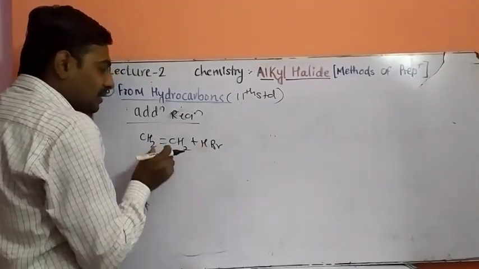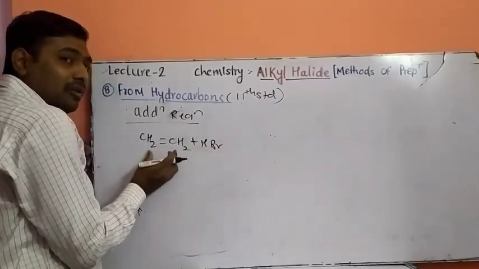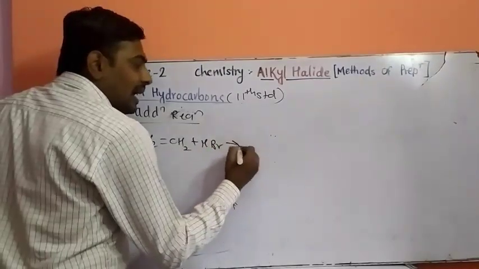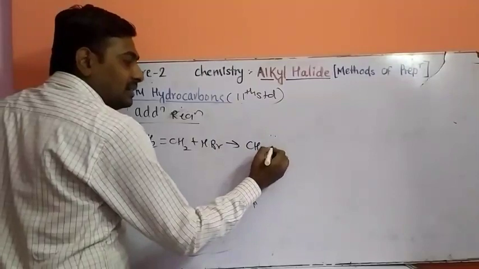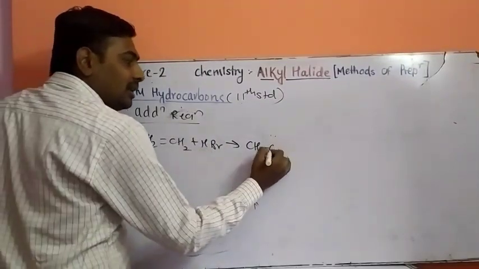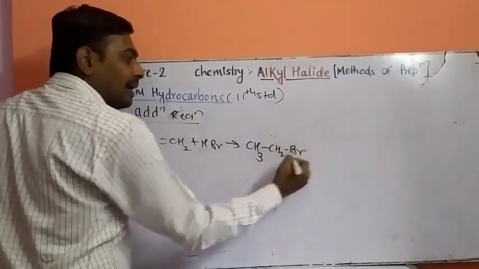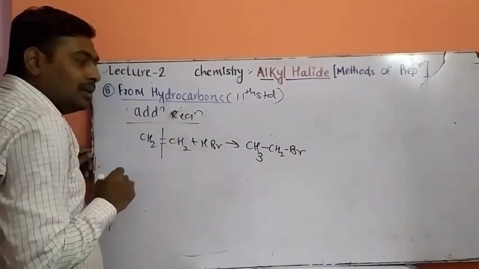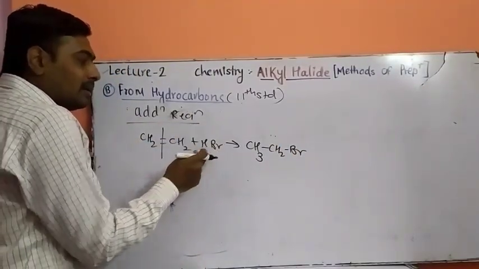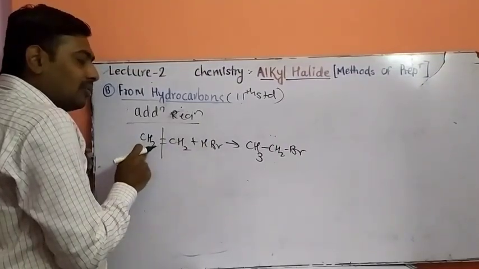it gives an addition reaction. HBr is added across this double bond, so we get the addition product: H will be added here, the double bond will be decreased, and we get CH3CH2Br as a main product in this reaction. The molecule is symmetrical, so it does not matter which carbon atom the H goes to.